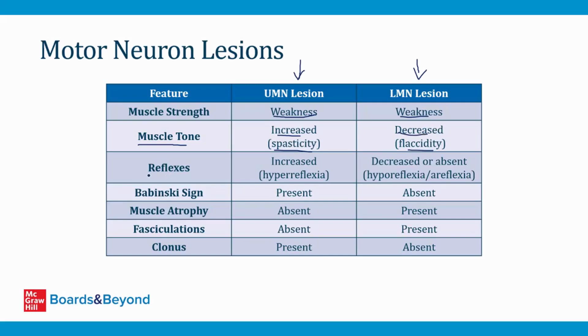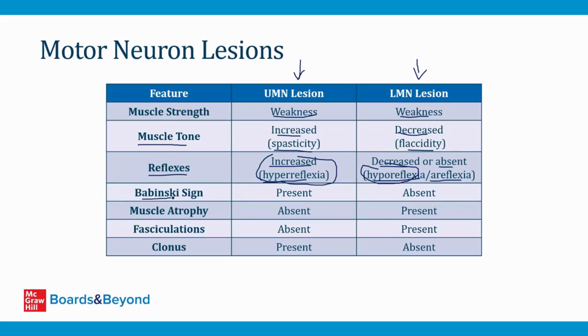Closely related to muscle tone are the effects on reflexes when you test them. The reflexes are going to be increased or overactive in upper motor neuron lesions. This is called hyperreflexia. The opposite occurs in lower motor neuron lesions. In those cases, the reflexes are decreased or absent. This can be described as hyporeflexia or areflexia. And once again, this has to do with those lower motor neurons. They are overactive in upper motor neuron lesions. That's why you get hyperreflexia. They are underactive in lower motor neuron lesions. That's why you get hyporeflexia.